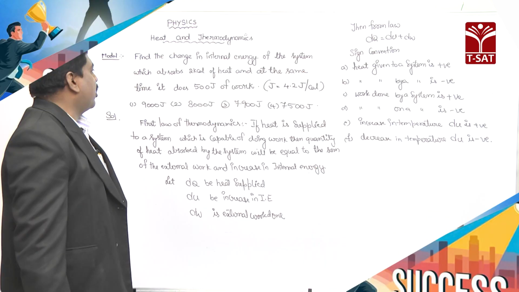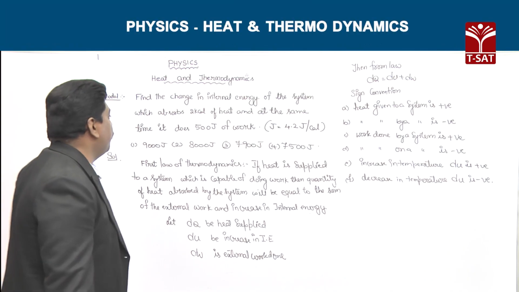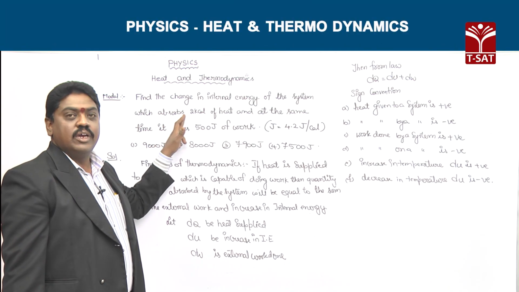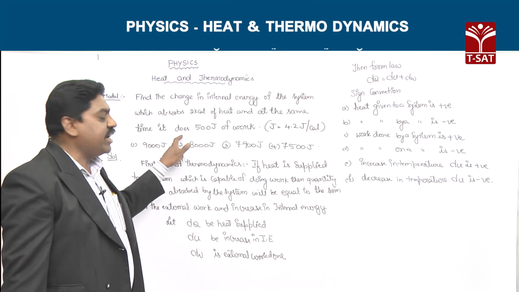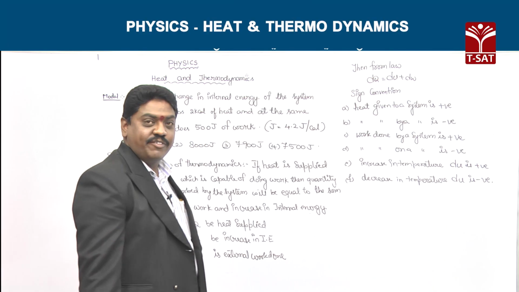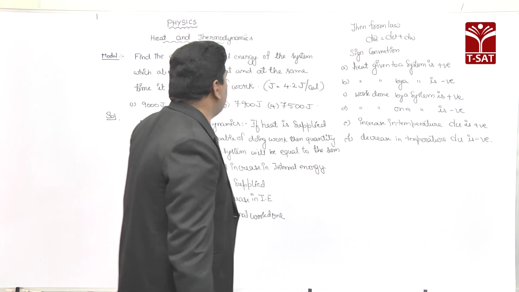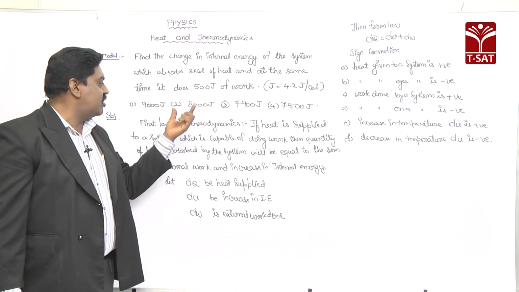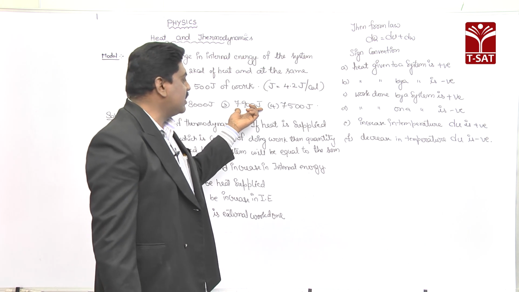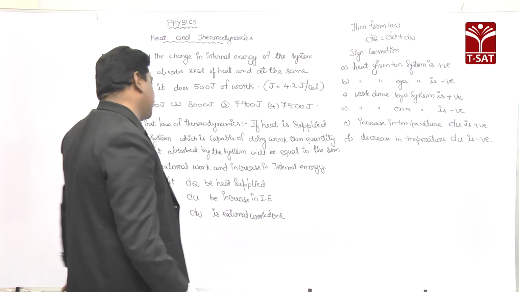Now, let us see another model here. Find the change in internal energy of the system which absorbs 2 kilocalories of heat and at the same time does 500 joules of work, and we are given the J value as 4.2 joule per calorie. The options given are 9000 joules, 8000 joules, 7900 joules and 7500 joules.